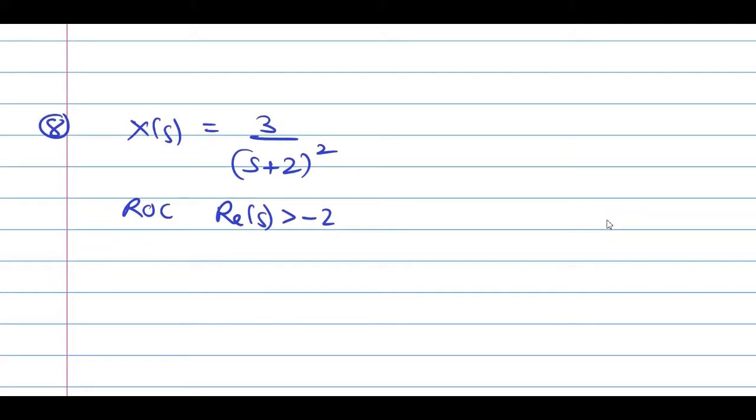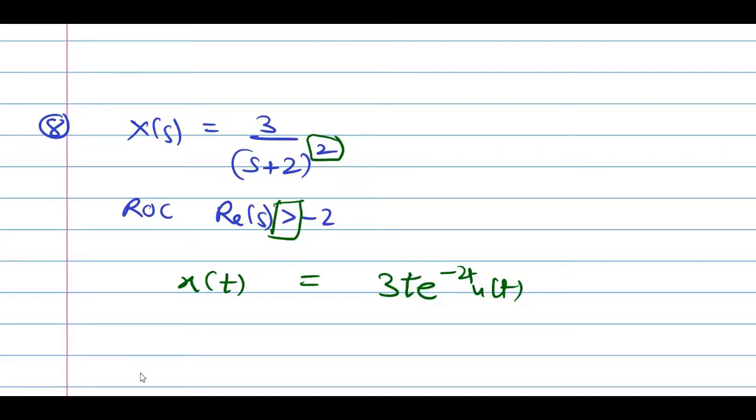Next, x of s equal to 3 upon s plus 2 square, and ROC given is greater than minus 2. So greater means u of t will come in the answer. So its inverse Laplace transform is 3 e raised to minus 2t u of t. 1 upon s plus 2 as inverse is e raised to minus 2t u of t, and as here it is a square, it is getting multiplied with t. So this is the inverse Laplace transform of 3 upon s plus 2 square.